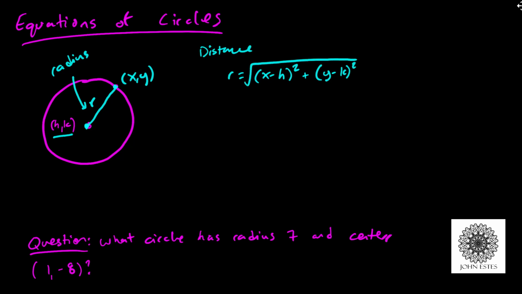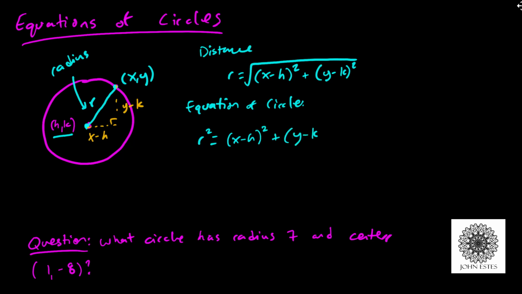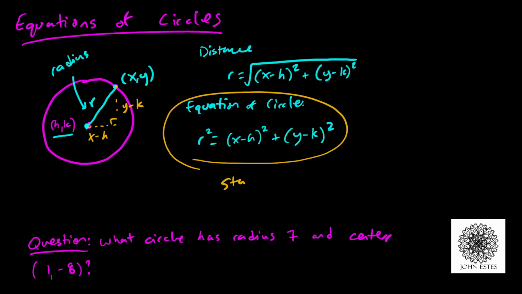If you remember, that comes from the Pythagorean theorem, because I can make a triangle here, and one side of this triangle has length x minus h, the other side has length y minus k. So (x minus h) squared plus (y minus k) squared equals r squared, and that's our distance. That also gives us the equation of our circle: r squared equals (x minus h) squared plus (y minus k) squared. That's what we consider the equation of a circle, and typically you call this the standard form.